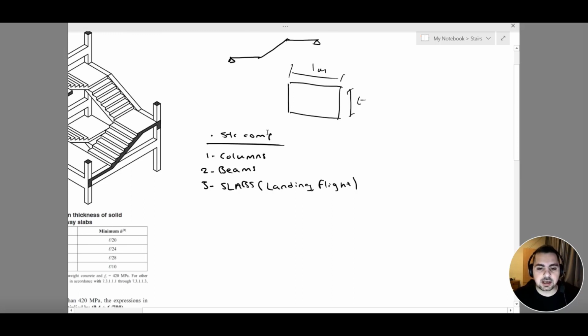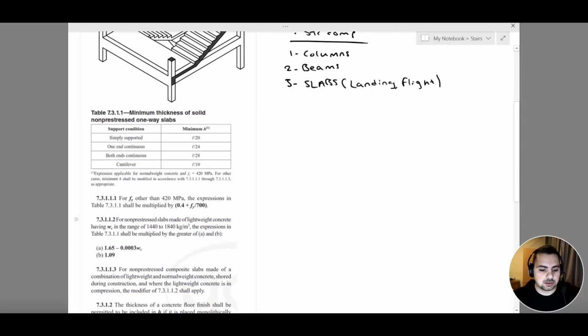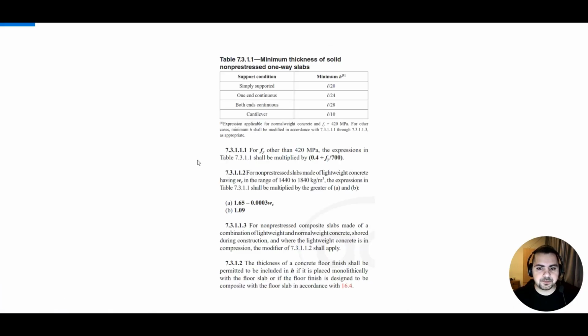In order to design our staircase, we have to take specific steps. The first step we usually take is the pre-dimensioning of our structural components, basically finding the dimensions of the beam and the preliminary thickness of the slab. To find the preliminary thickness of the slab, we are going to go to the ACI code. Let's open it here. This is the ACI table for minimum thickness of solid non-prestressed one-way slabs, and we are going to use it to find the thickness of our staircase.